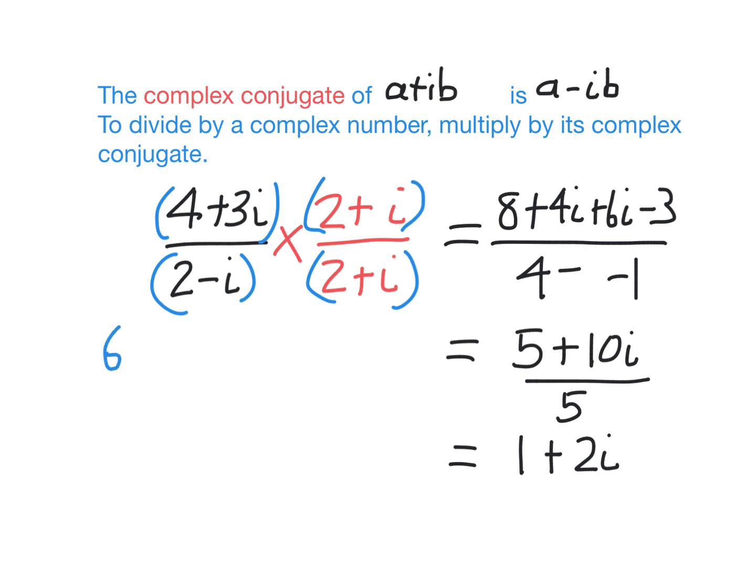For example, if I had something like 6 plus 7i over 3, I can't simplify that, because even though 6 and 3 have a common factor of 3, these two don't have a common factor of 3. So this one cannot be simplified. 1 plus 2i is the answer.